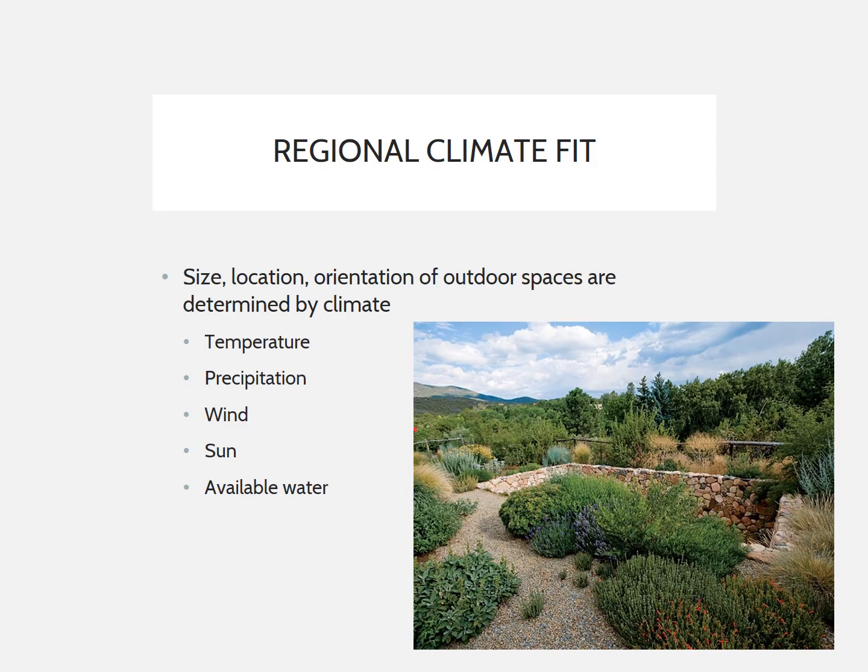Regional climate fit: how your design is going to be affected by the temperature, the amount of precipitation, the wind, the sun, and available water. Thinking about your outdoor spaces and where they're going to be placed, all those things are going to be affected by the regional climate of your site and the area.